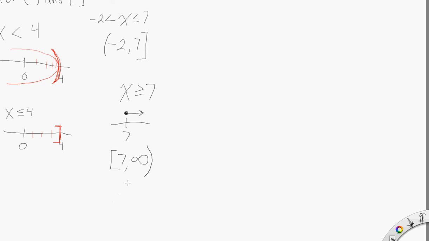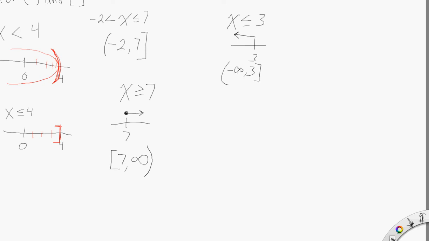x is less than 3. There's 3. Goes this way. Negative infinity to 3. So since the infinity is all squiggly, it gets a squiggly line. I don't know how else to remember it.